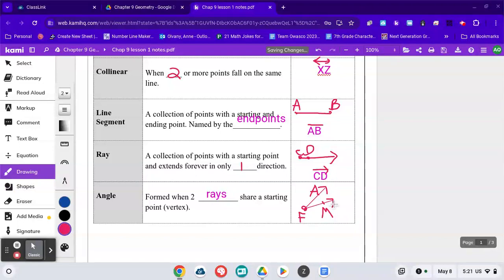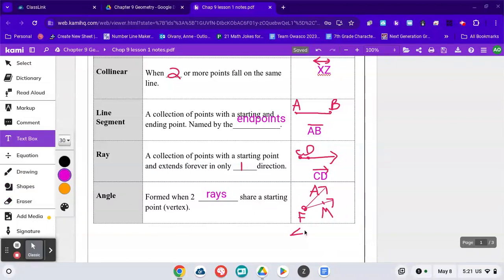So what we do here when we want to name an angle, which we're going to talk more extensively about, is put the angle symbol, and then we name it by 3 points. The vertex has to be in the middle. So this is angle AFM.